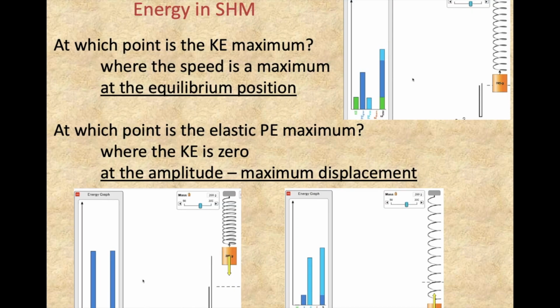So, summary. Where is the kinetic energy maximum? At the equilibrium position. Where is the elastic potential energy maximum? Where kinetic energy is 0, which is where? At the amplitude, in other words, maximum displacement, which is here or here.